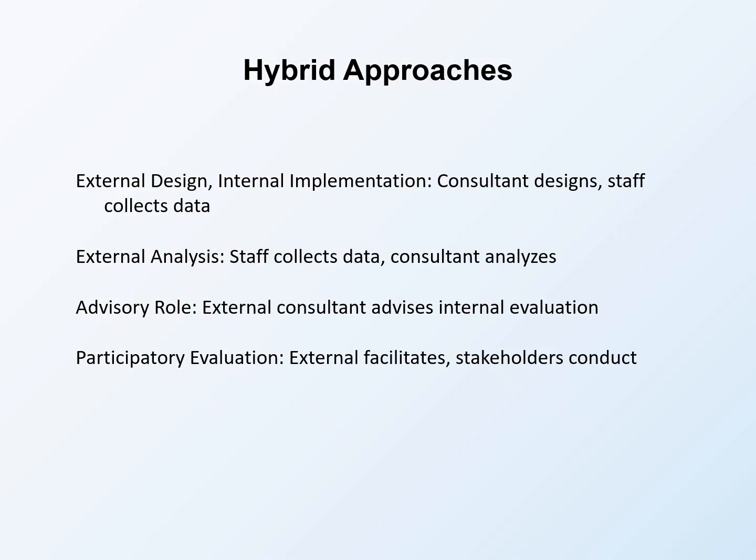The CFIR Consolidated Framework for Implementation Research organizes implementation determinants into 5 domains. Intervention characteristics include evidence strength, adaptability, and complexity. Outer setting includes patient needs, external policies, and peer pressure. Inner setting includes culture, leadership, and readiness. Individual characteristics include knowledge, beliefs, and self-efficacy. Process includes planning, engaging, executing, and reflecting.